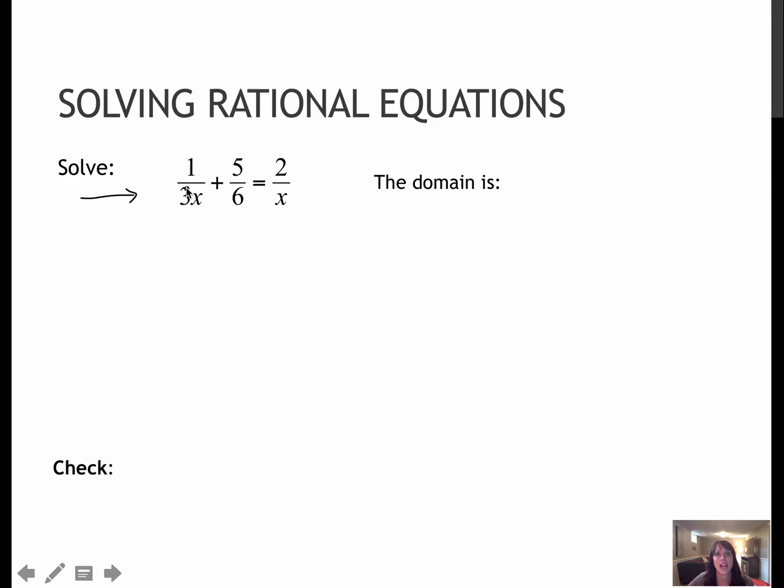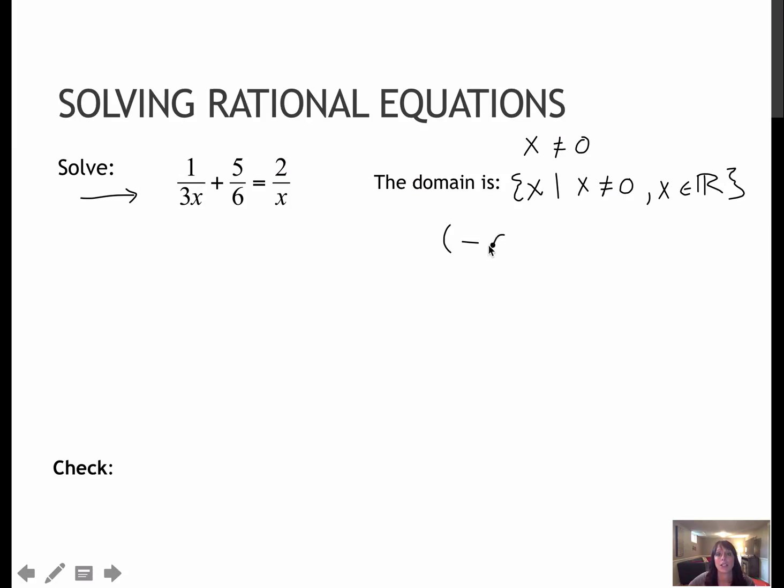So looking at 3x, obviously if I plugged in 0, the denominator would be 0. Looking at x, if I plugged in 0, the denominator would be 0. So that means I don't want x to be 0. So if I write my domain, typically I could write it in two ways. I could write the domain is all of the x's such that x does not equal 0. And sometimes we throw in there that x is a real number.